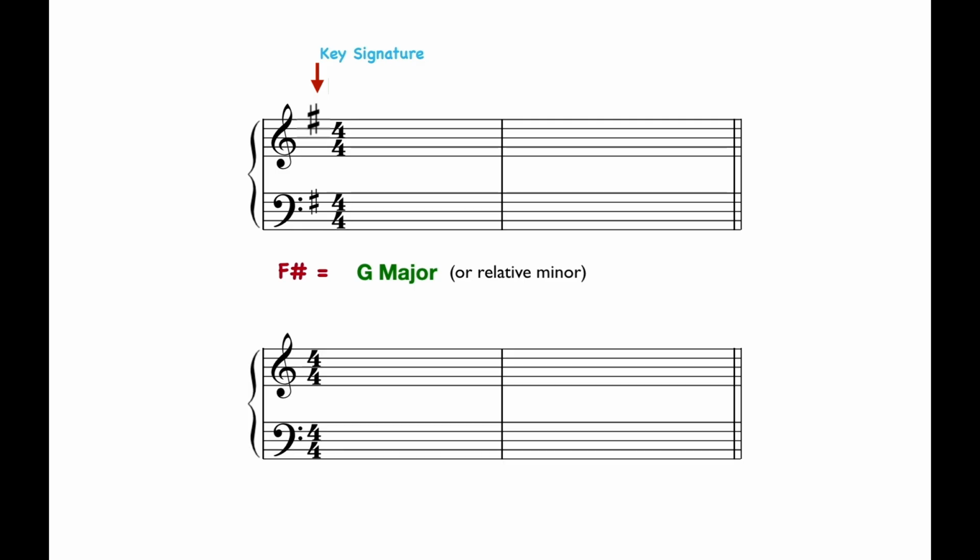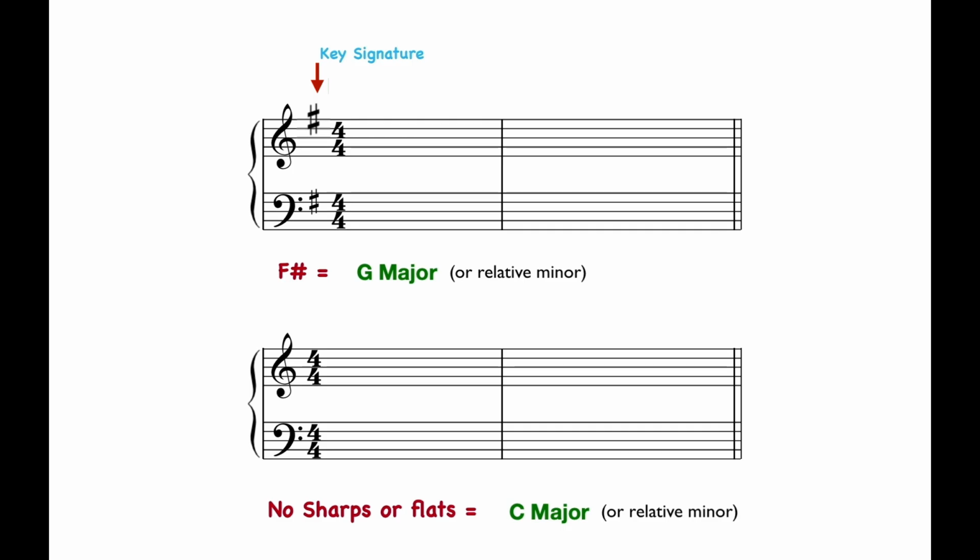So let's take a look at another one. Let's look at this stave. So we're looking at a piece of music. There are no sharps and no flats in the key signature. So what could that mean then? What scale do we know that has no sharps and no flats in it? Well, of course you should know this one. It's the C major scale.